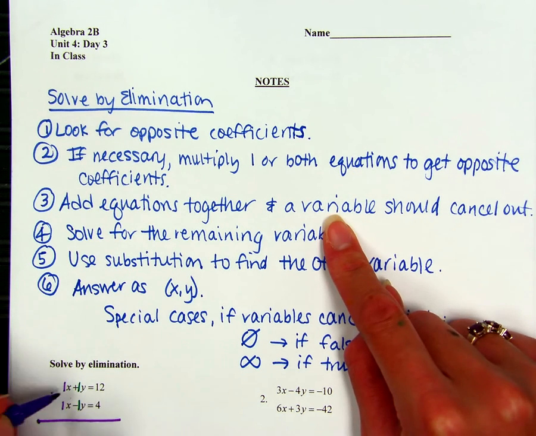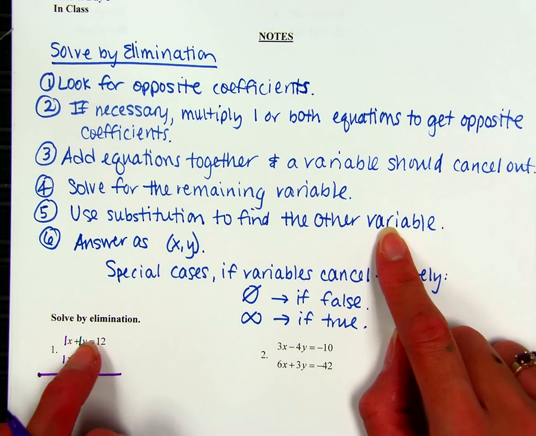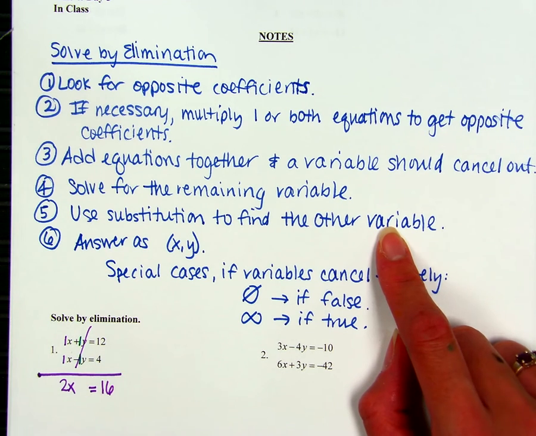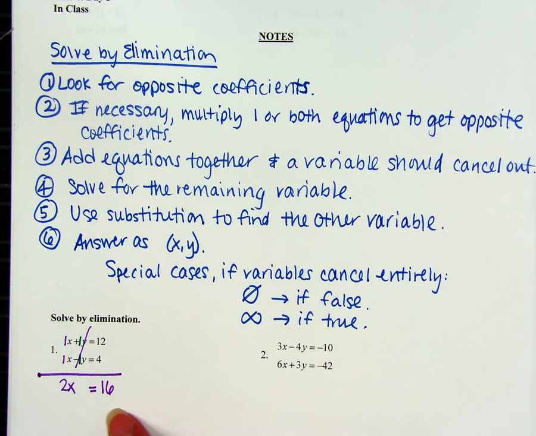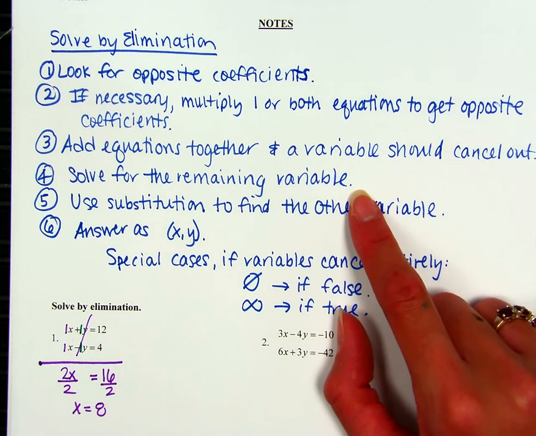Add the equations together. 1x plus 1x is 2x. 1y plus negative 1y is 0. These are going to cancel out, so no more y's. I have my equal sign, and 12 plus 4 is 16. Once my variable cancels out, I have only x's left, so you go ahead and solve that, and I've got x equals 8. So now I have the first variable.